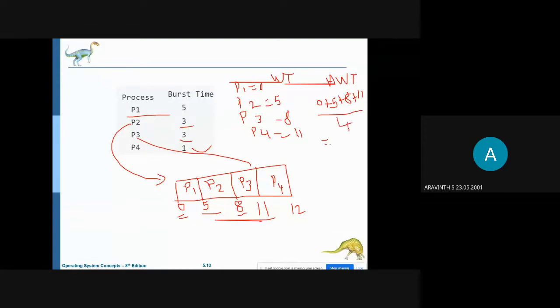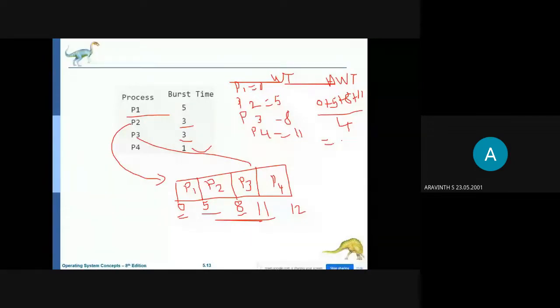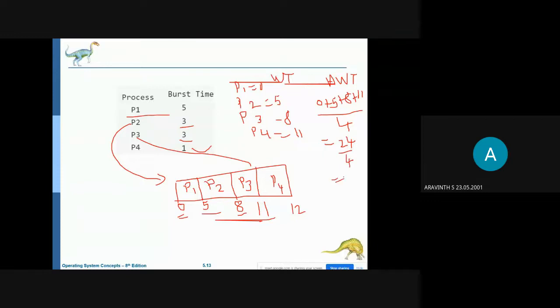There are totally 4 processes, P1 to P4. So 5 plus 8, 13, 13 plus 11, 24. So 24 divided by 4. So the average waiting time is 6.